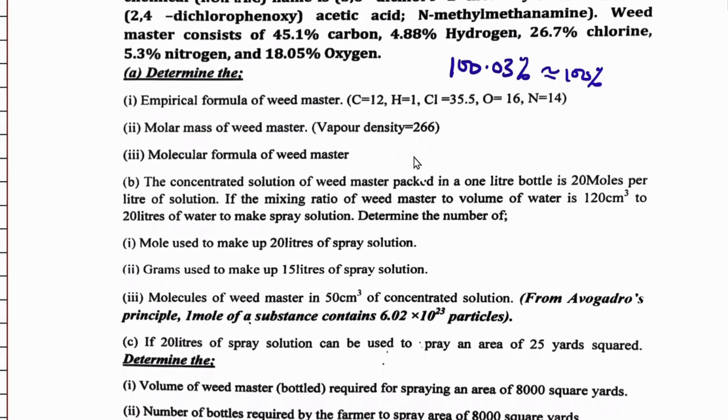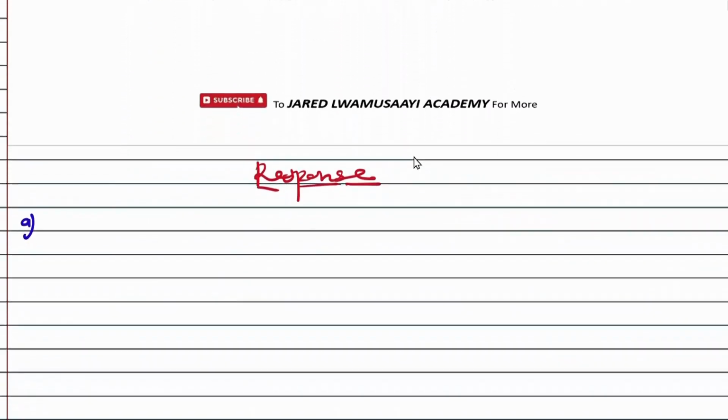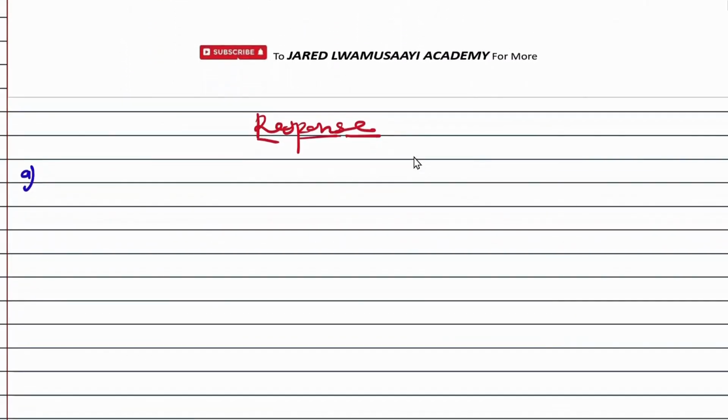Part A, determining the empirical formula of the Weedmaster. We have the elements present and their composition. We are going to begin by writing the elements present in the Weedmaster. We have carbon, hydrogen, chlorine, nitrogen, and then oxygen. The order may not matter a lot since you are just getting the empirical formula.